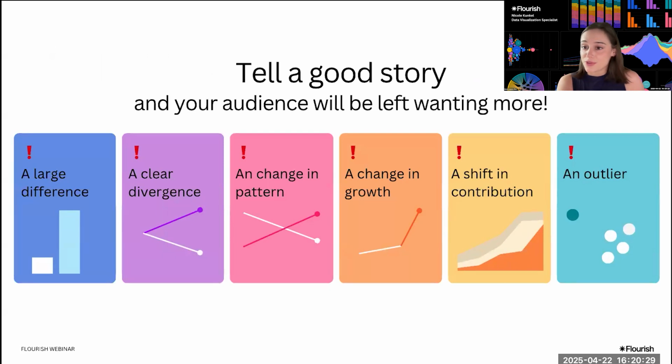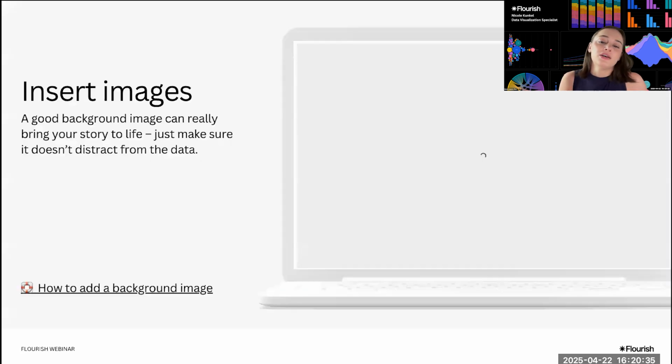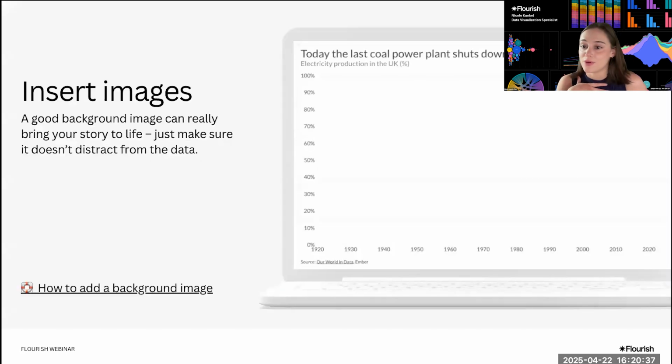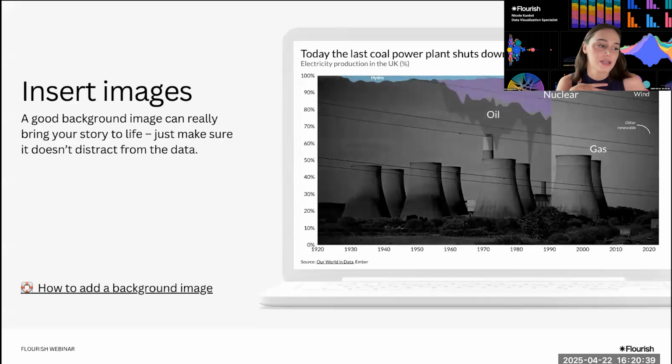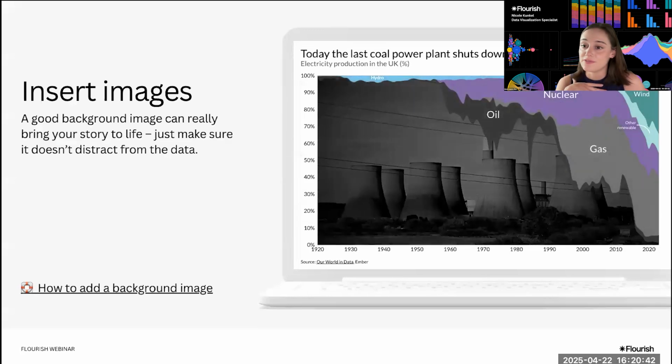When we tell a good story with our data visualizations, people are going to be left wanting more, right? So a way to start resonating with people emotionally, we can embed images and videos in our Flourish visualizations really easily. Here's an example where I inserted an image in the background. So this feels much more immersive than just looking at a basic chart.